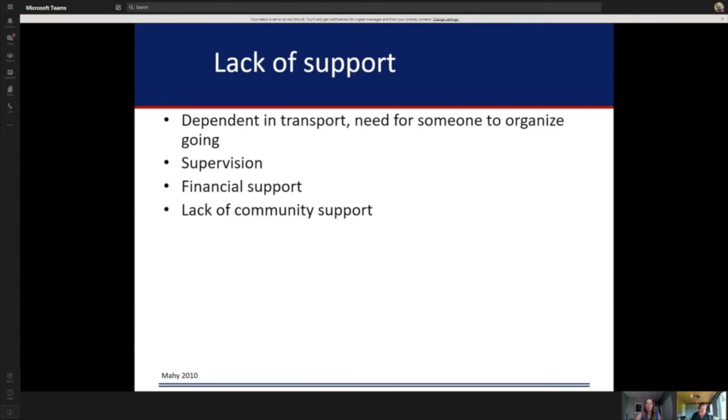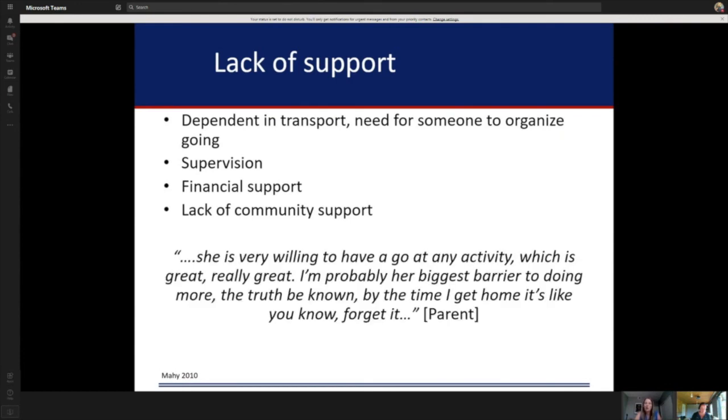So a parent said she's very willing to have a go at any activity, which is great, really great. I'm probably her biggest barrier to doing more. The truth be known, by the time I get home from work, it's like, forget it. So parents are dealing with that on a daily basis, and they want to. It's not like they don't experience the necessity of doing these activities, but this is just what life is as well. So I think from our professional perspective, it's important to take that into account and to keep taking that into account when we get very excited about activities. We need to realize that this is part of what they are dealing with.